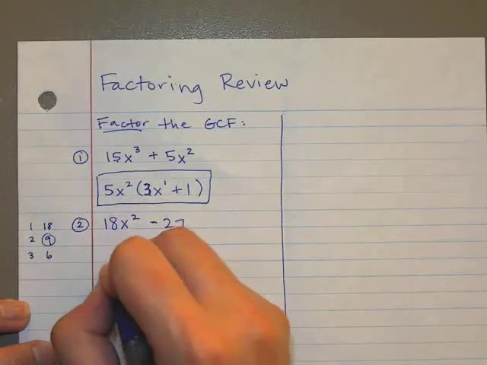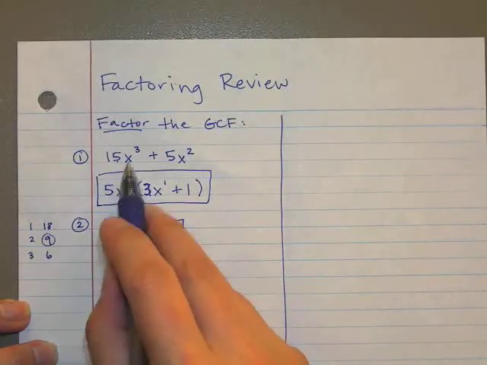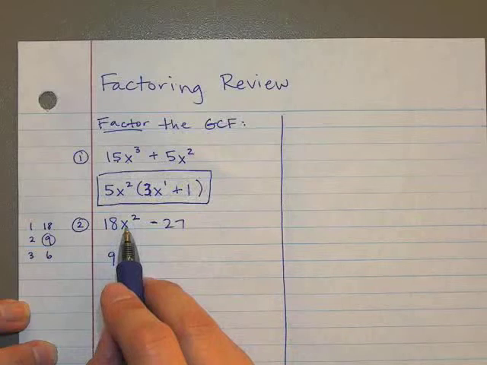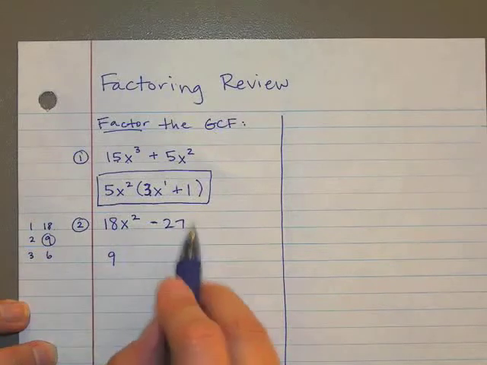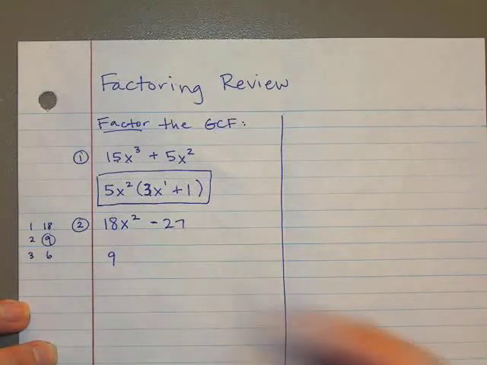So 9, and then just like up here, I'm looking to see what x's they have in common. This one has x squared. This one actually doesn't have any x's at all. So I cannot factor out any x's.